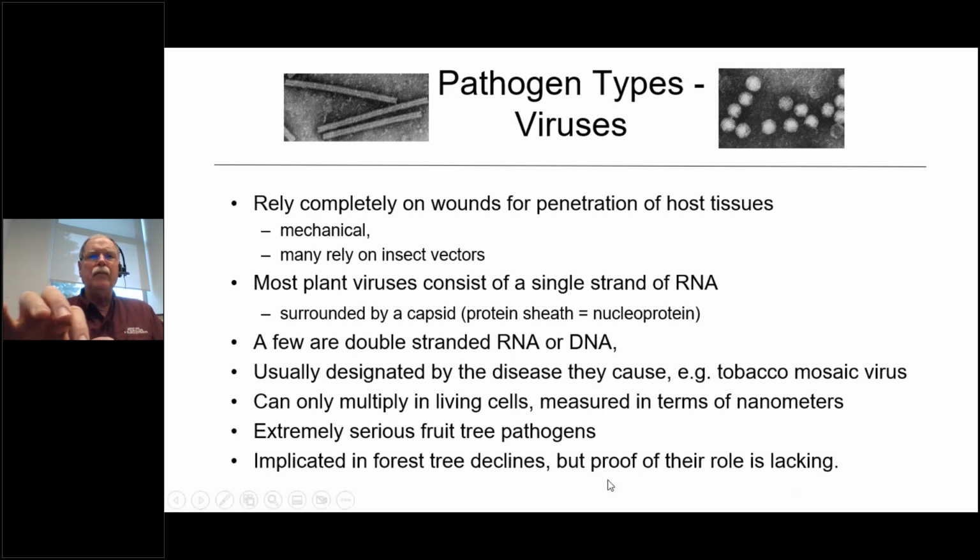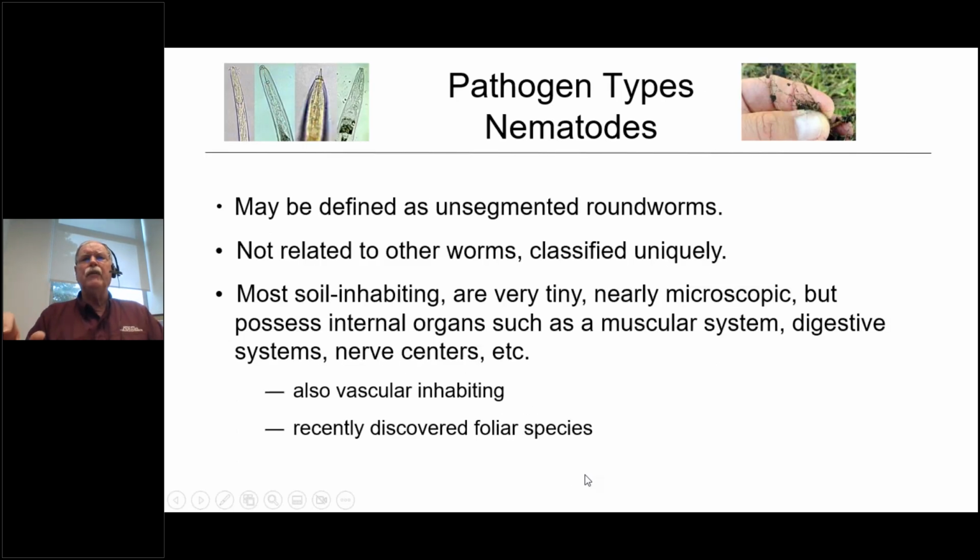They are absolute obligate parasites. They can only multiply in living cells. They're tiny little things. Again, tree fruits do have a lot of serious virus problems, but when you get over into forest and shade trees, they drop off. They have been implicated in forest tree declines, particularly in Europe, but there's not a lot of proof of what they do.